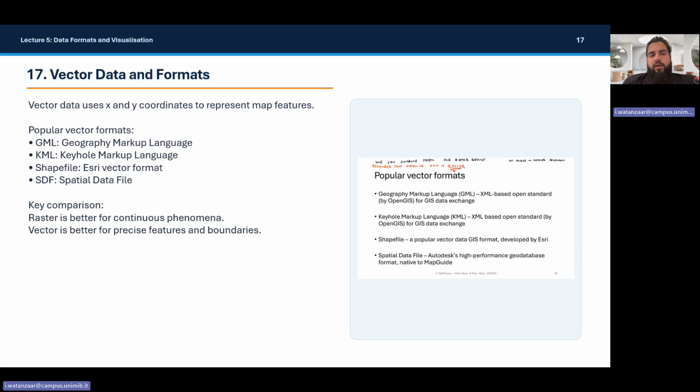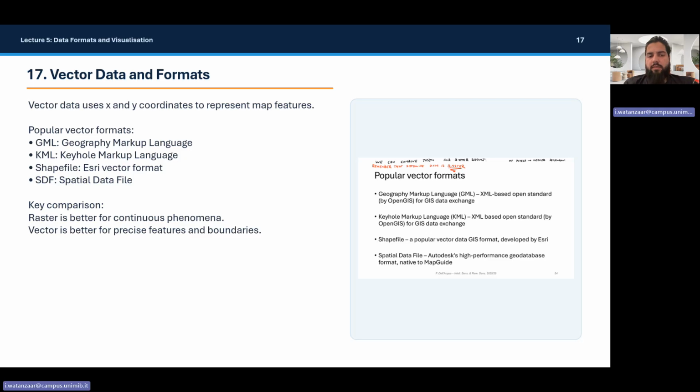The popular formats of the vector data are GML, the Geography Markup Language; KML, the Keyhole Markup Language; shapefile, which is an ESRI vector format; and SDF, a spatial data file. So these are some of the famous formats of the vector data.